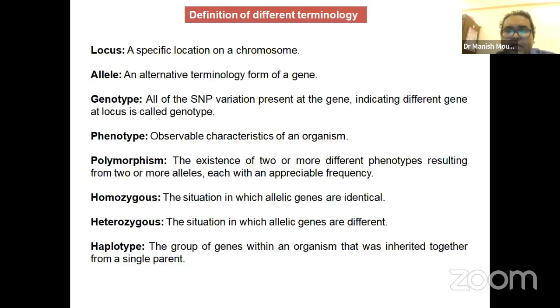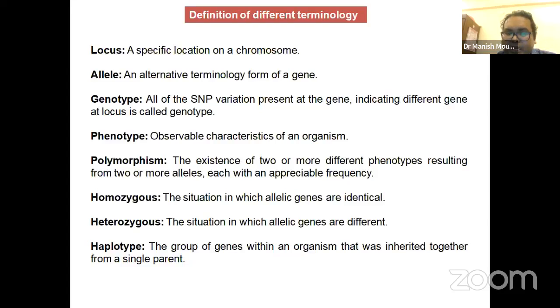Genotype means everyone has 2 chromosomes. Each chromosome has a gene, so the combination of the 2 genes is called the genotype. Phenotype means the expressional characteristics of the genotype. So if we look at the 4-digit data, I will come to that topic. And polymorphism, we know how a gene is polymorphic.